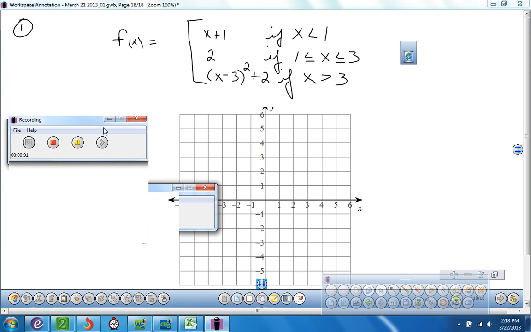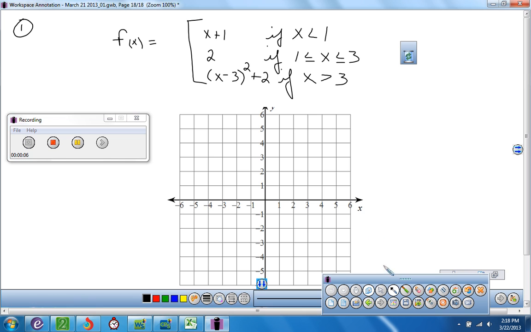Here we're going to graph this piecewise function. So what we're going to do is graph each part of the sections. Let's start with if x is less than 1. I'm going to start out by plugging in points. We should be able to tell by looking at this that it's linear, so we have x plus 1. So I'm going to have x and y.